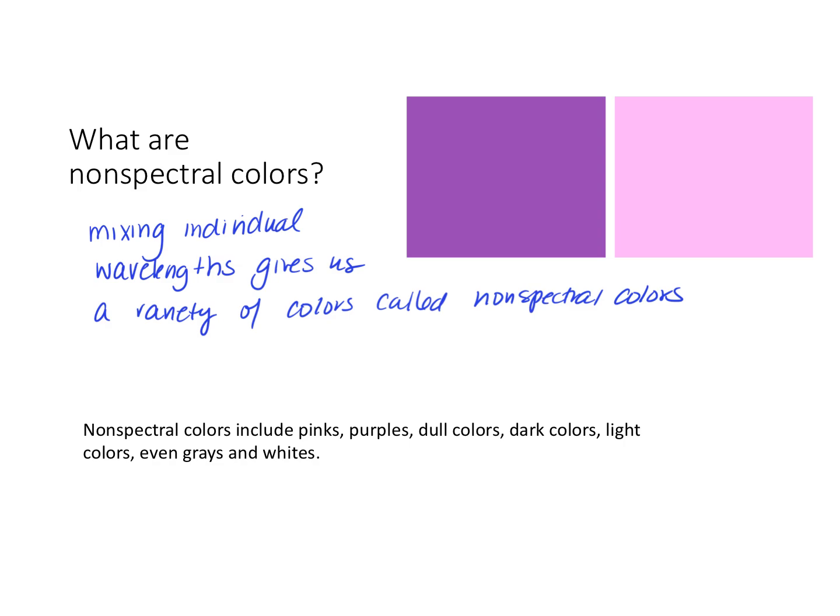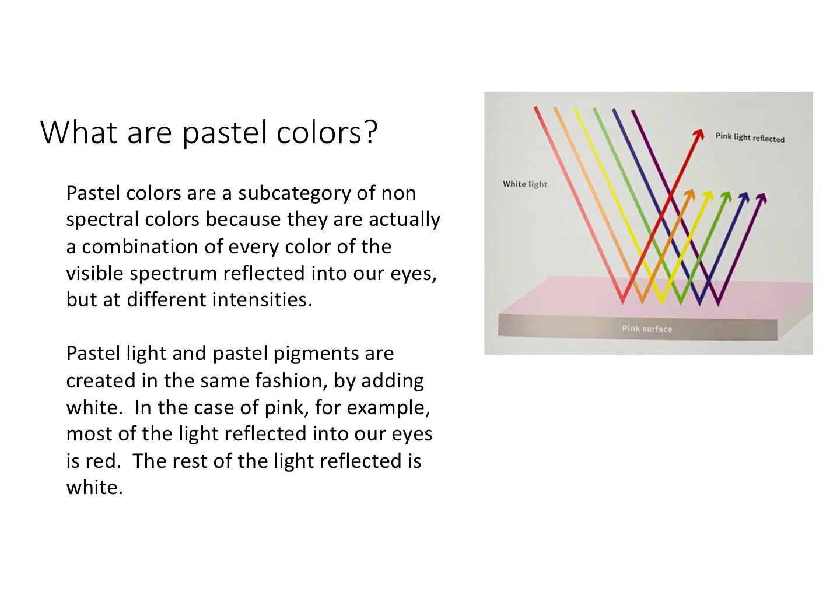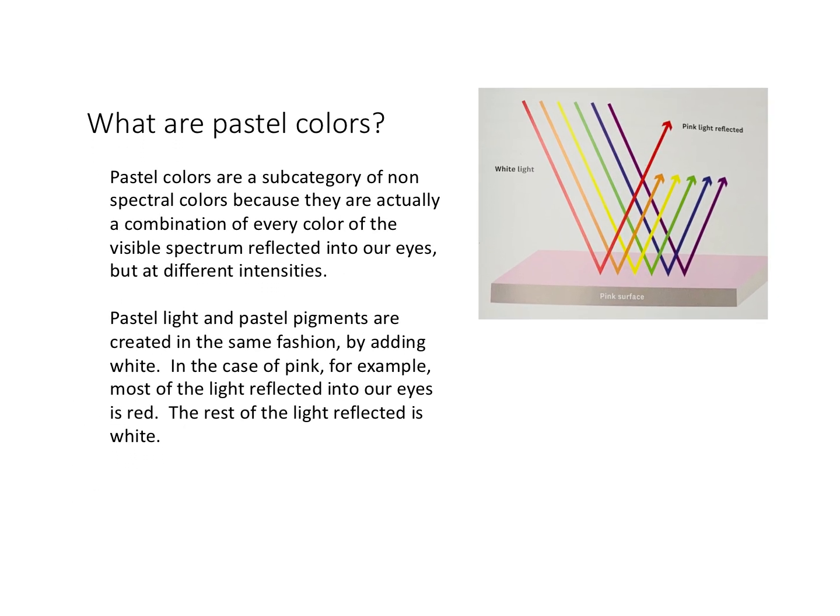These include your pinks, your purples, your dull colors, think like a dusty rose, your dark colors, your light colors, and even your grays and your whites, right? And so that when we think about this, that also includes pastel colors. So black is the absence of all visible light. In terms of pigment, black is the absorption of all visible light so that no light reflects back to our eyes. White objects, on the other hand, reflect the full spectrum of visible light.